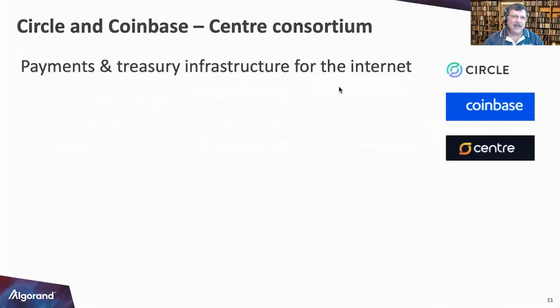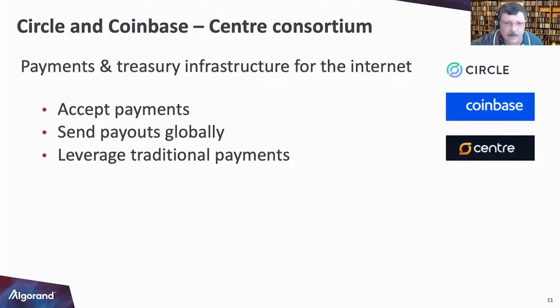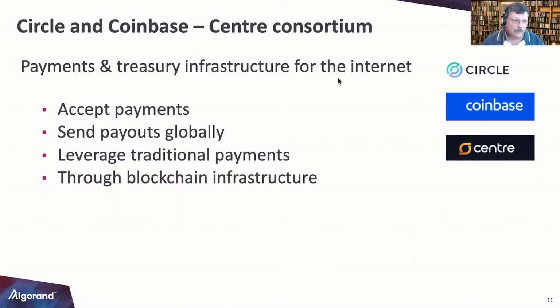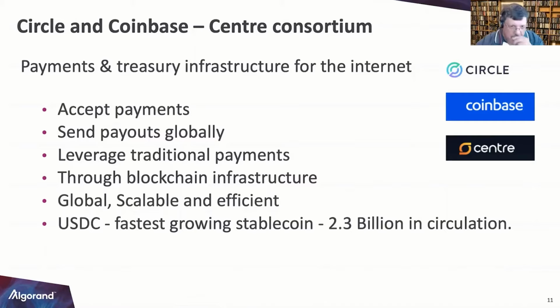All right, Circle and Coinbase, the Centre Consortium. A very big application here. Payments and treasury infrastructure on the internet. You can accept payments, send out payments globally, leverage traditional payments like through credit cards, that sort of thing, but also through blockchain infrastructure. Global, scalable, efficient. And USDC is something you may have heard of.